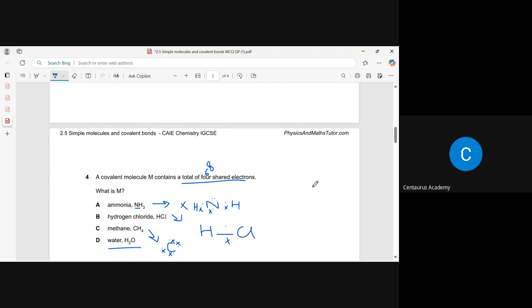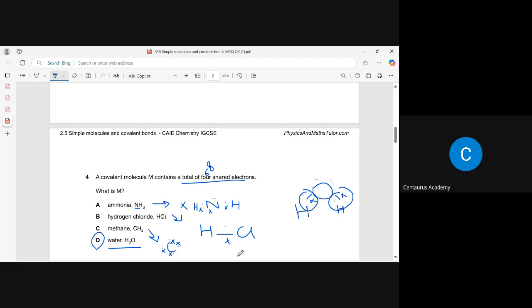Water. Oxygen is the central atom, with hydrogen here. This is going to be your single covalent bond. A single covalent bond always shares 2 electrons, 1 electron each. There are going to be 2 lone pairs on oxygen. So a total of how many shared electrons are here? This is the shared pair. This is the shared pair. A total of 4 electrons are being shared. So obviously D is going to be the answer.